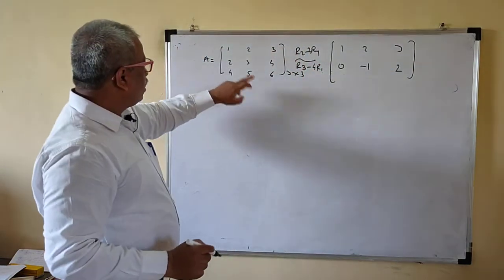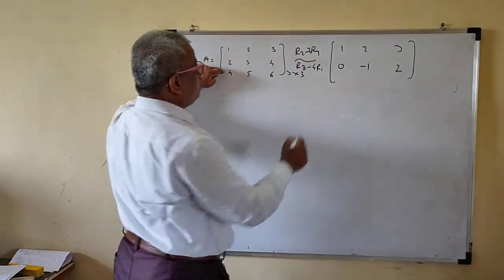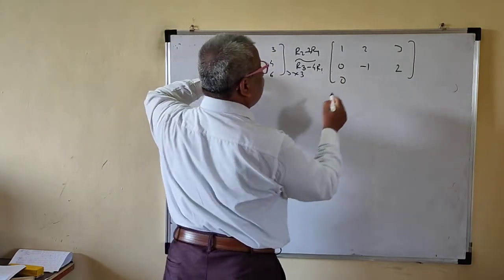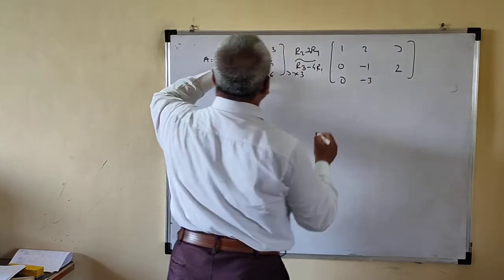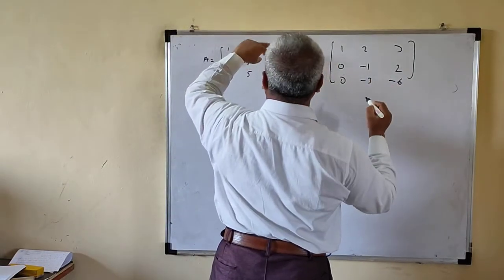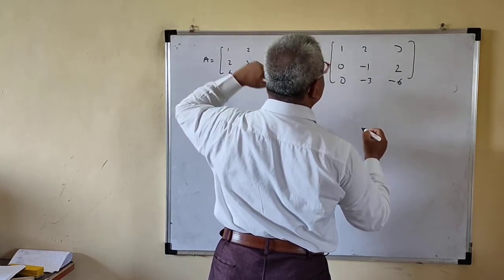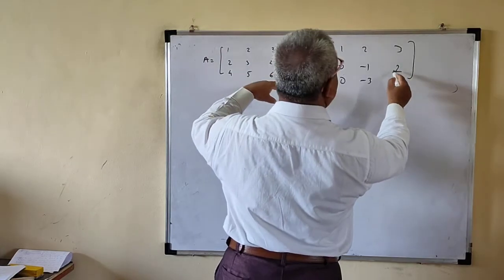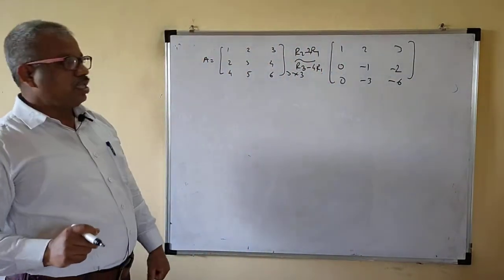Then multiply by minus 4. Minus 4 plus 4 is 0. This is minus 8, minus 8 plus 3 is minus 3. Minus 12, so this is minus 6. Here we got something wrong. This is minus 2. Okay, this is minus 2.